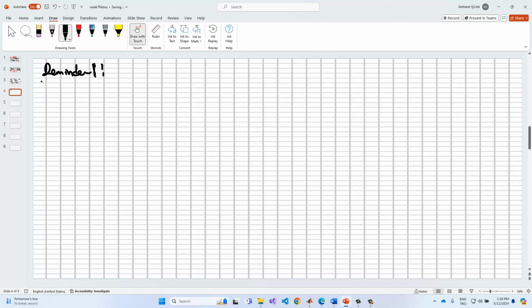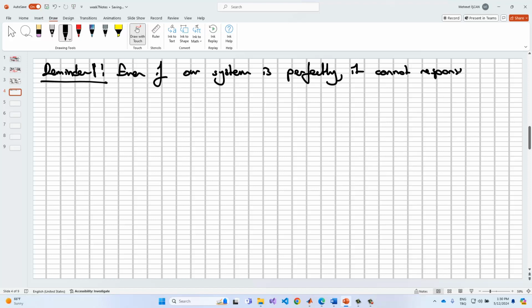Reminder 1. Even if our system is perfect, or perfectly controlled by the PID or any other techniques, it cannot respond to everything. Due to what? Due to the low pass filter characteristics, because it's just a kind of filter.